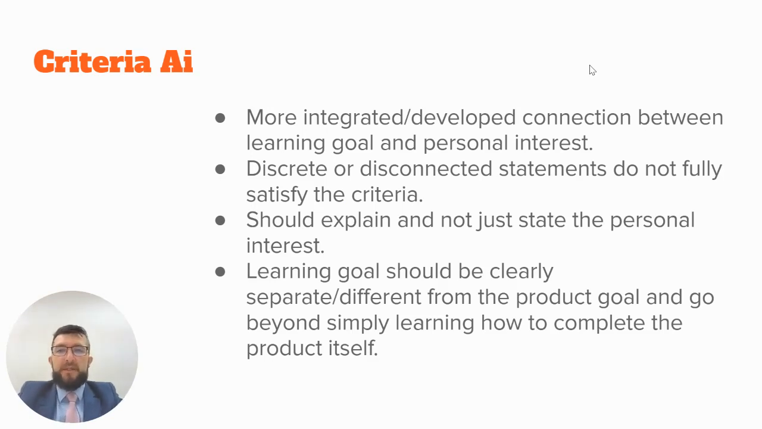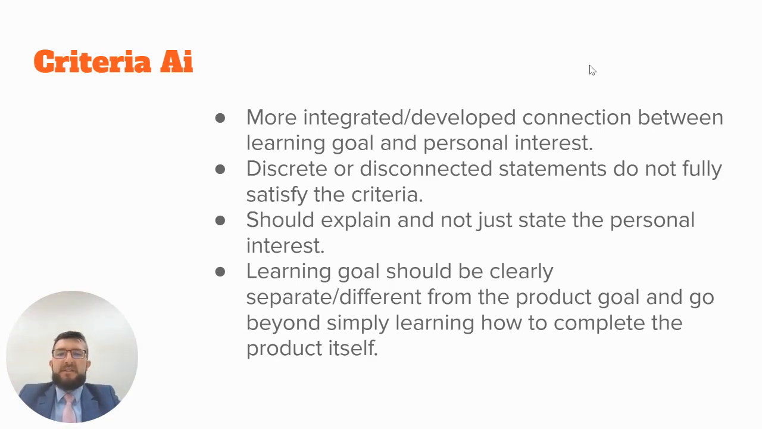So all about the planning process. There's a few points here. They talk about in the subject report that there needs to be some more integration or a more developed connection between the learning goal and the personal interest. What they found was that some students had discrete statements, one being the learning goal, one being the personal interest, and they were disconnected. It seems that there needs to be a much tighter connection between the two, so that one links to the other.